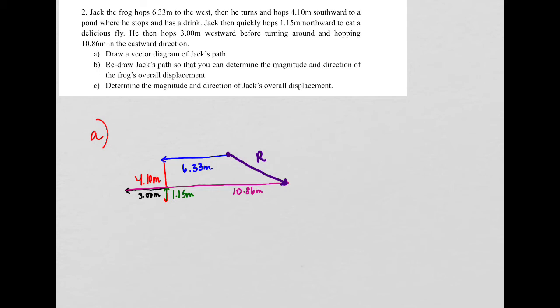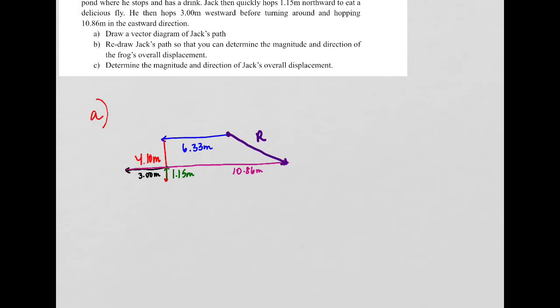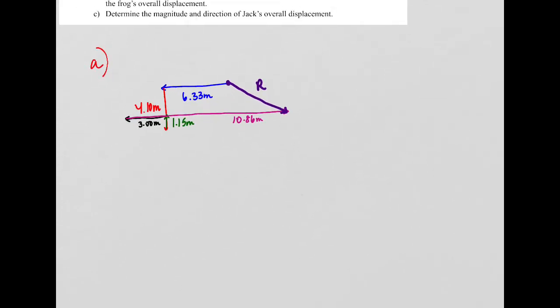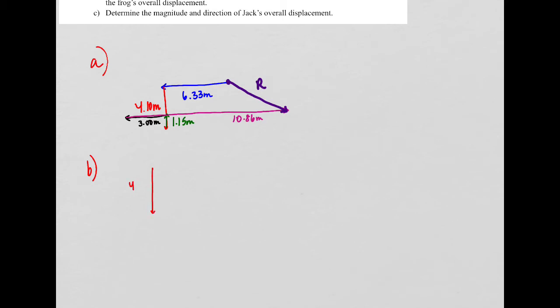Now we're going to redraw Jack's path so that we can determine the magnitude and the direction of his overall displacement. To do this, we are going to combine all of the vertical and all of the horizontal vectors. So here's B. First, since we have only these two vertical ones, let's put them together to start. So we have 4.10 going this way, and then we have going back up this way, 1.15, so we're going to have to subtract these.